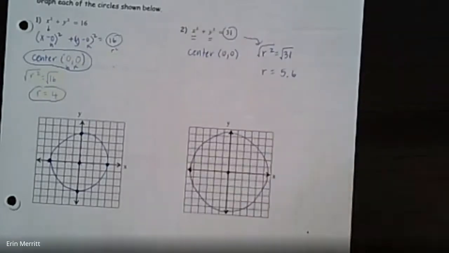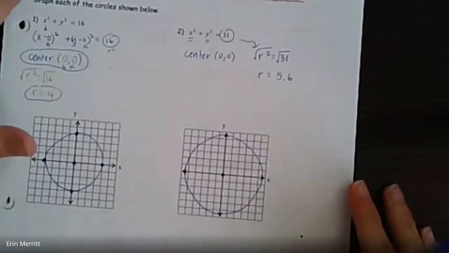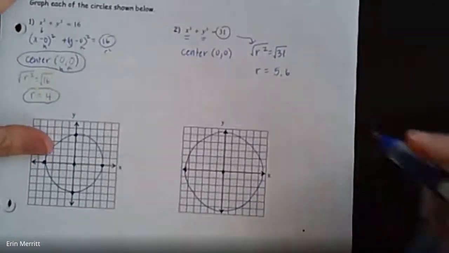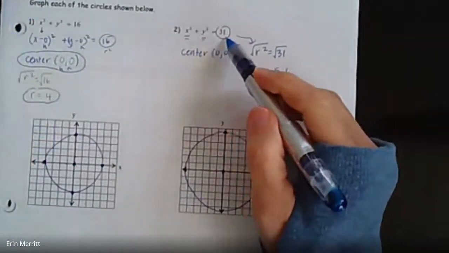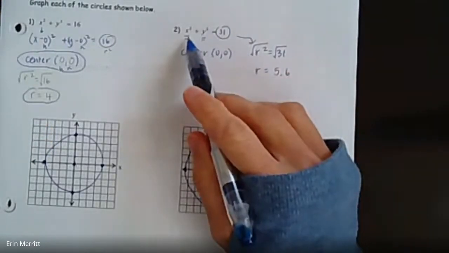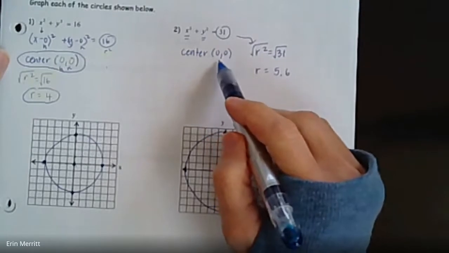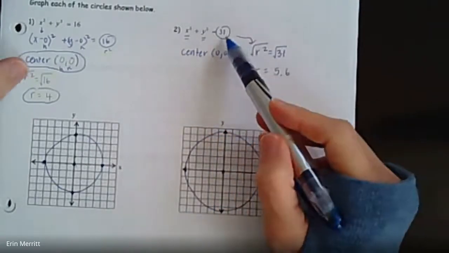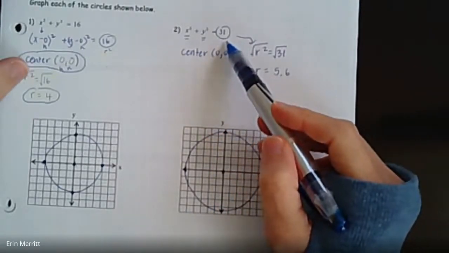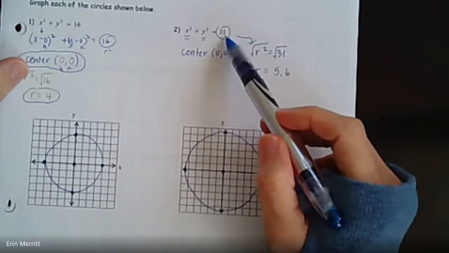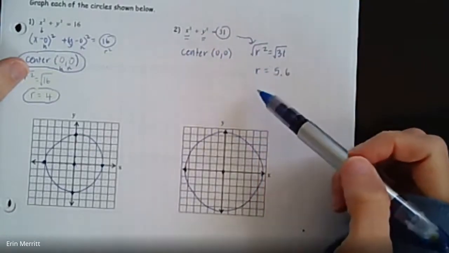So the one next to it, if we do that one as well, I just did it really quick already so that you guys could see it. You have x squared plus y squared equals 31. So again, if I don't see x minus something and y minus something, that means that center point is just 0, 0. And then the radius, I wanted to show you this one on purpose because if the radius isn't a perfect square, it doesn't mean you can't do it.